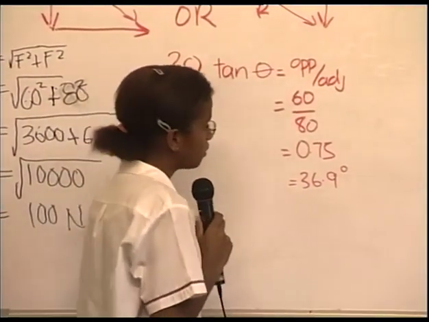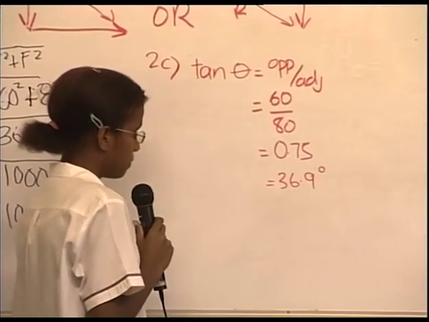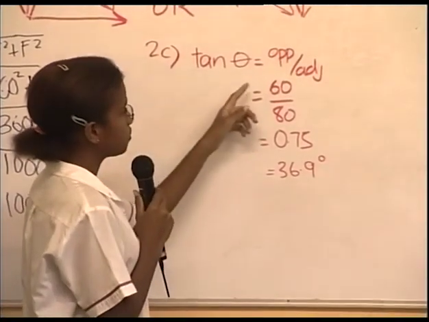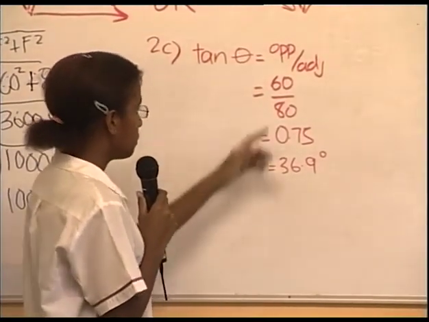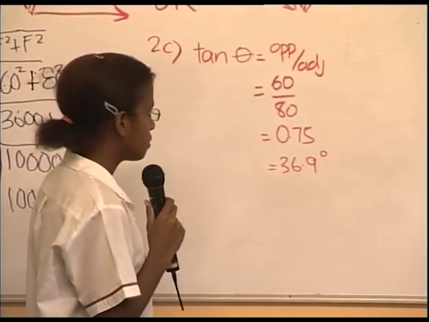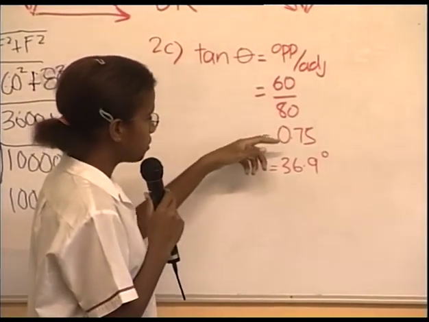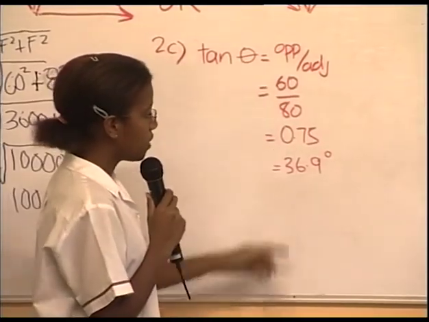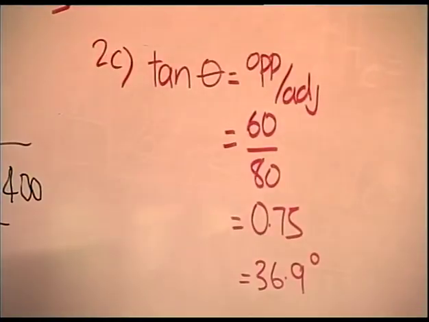I got my answer 36.9 degrees by using the formula tan equals opposite over adjacent. The opposite in this example is 60 over the adjacent is 80. And I got 0.75. And by using my calculator, I got 36.9 degrees. Right, good. That is C.